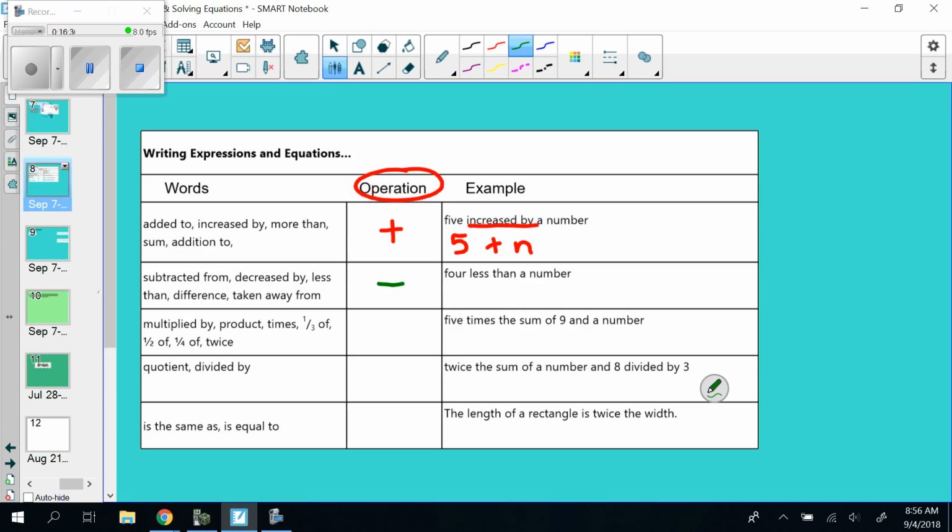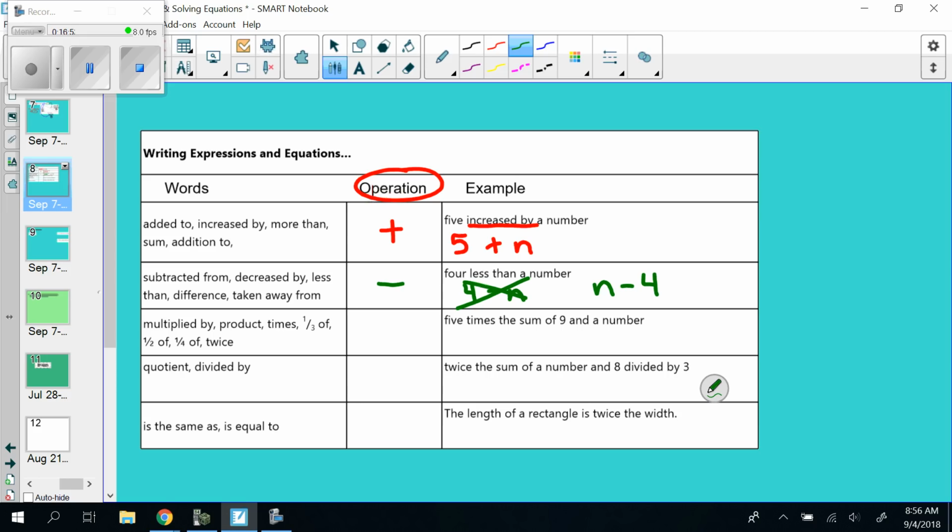Now this one is a little bit tricky. A lot of people right away would do 4 minus n. That is actually incorrect here. Because if you are subtracting 4 less than a number, the number is actually what comes first here. And then we're taking away 4 from that. So that should be written as n minus 4.